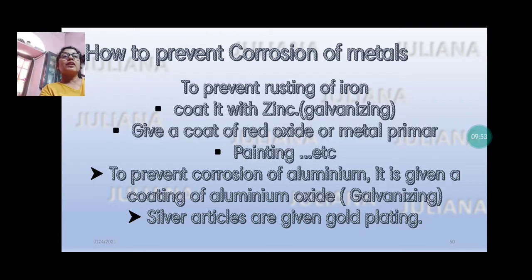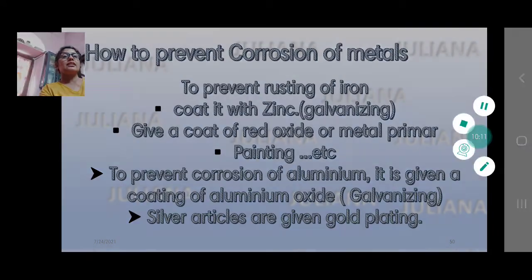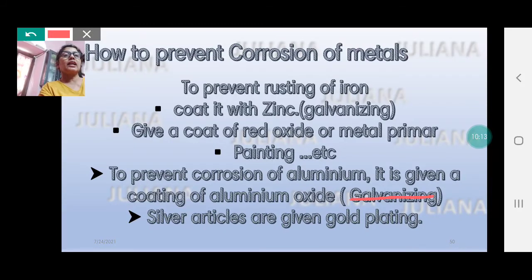Then, to prevent corrosion of aluminium, it's called galvanizing. Here it is given a coating of aluminium oxide. Is it galvanizing or anodizing? I think galvanizing is coating with zinc. So there is a mistake here. It has to be anodizing.